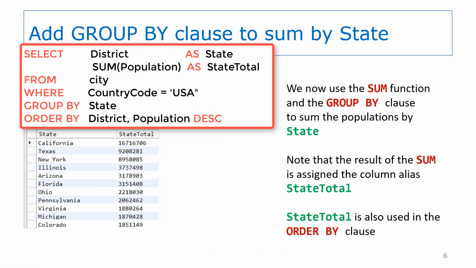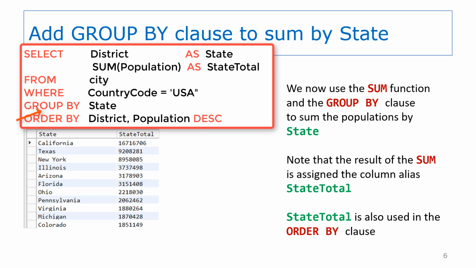Now this next iteration of the select statement starts to make the changes that are needed to get the total by the state. First, I removed the name column from the select column list. I no longer need the city names since I'll be getting the total population for the state. I added the column alias state so that the word district does not show up in the result grid. I also added the sum function to get the total of the population. The total is returned using the column alias state total.